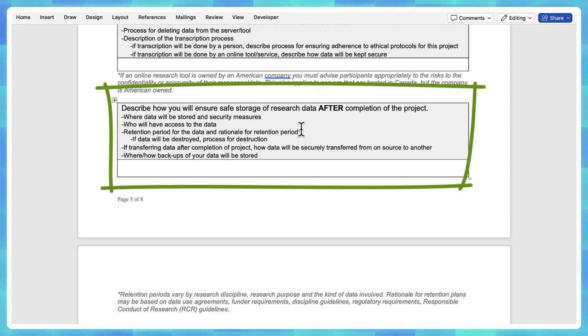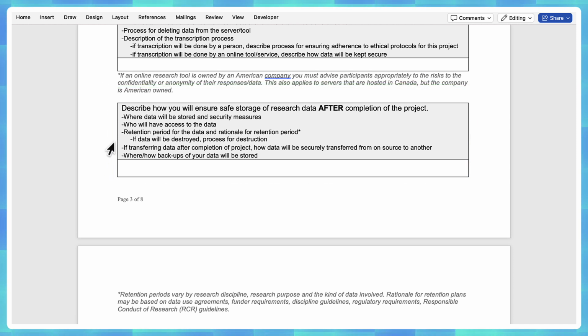And as I've just alluded to, this asterisk here, retention periods may be driven by the discipline you're in, the research purpose, the kind of data that's involved. If you have funding, there may be some funder requirements for that, and so forth. So the ethics board can't advise on what that period is, and we just want you to show the thinking on how long you'll be storing that data.